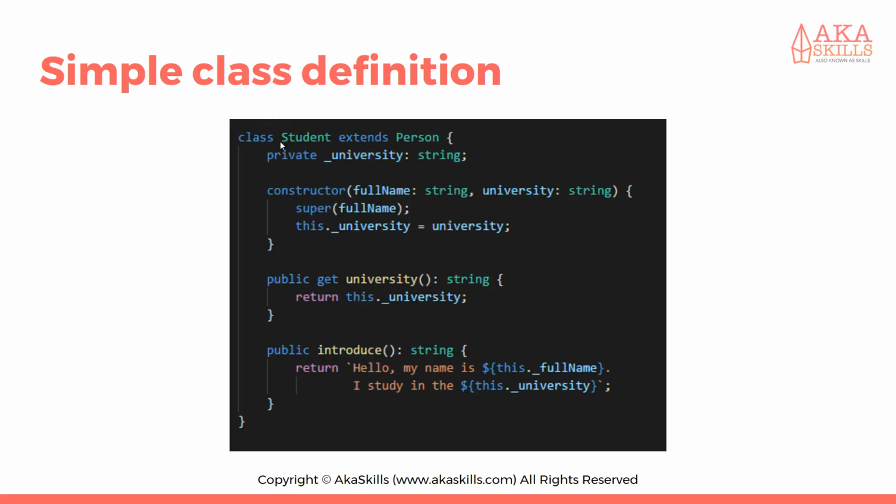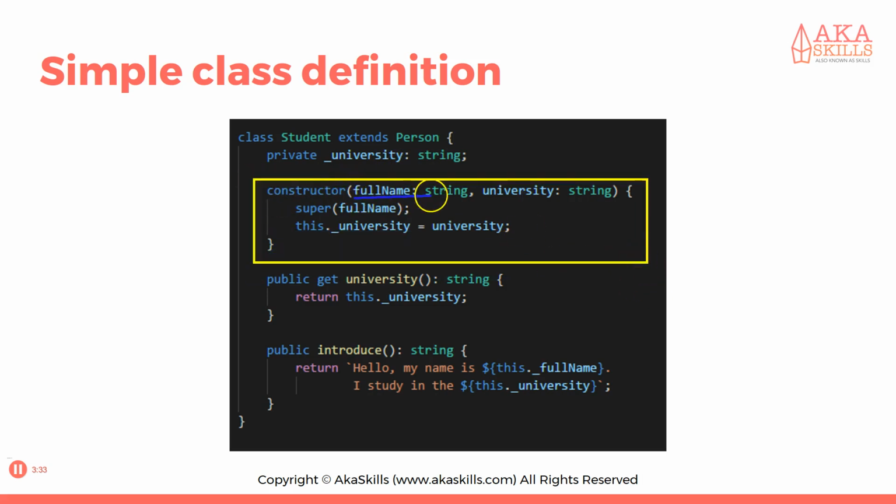Another example of class definition in TypeScript. So first I'm saying class Student extends Person. What does that mean? Well, this means that the Student is inheriting the Person. So we're going to receive all its public and protected fields, and we can access them from here. Inside it, I'm saying that I have a field with access modifier private with name _university, and this is of type string. Then I have a constructor. Inside this constructor, I'm receiving fullName, which is string, and university, which is string.